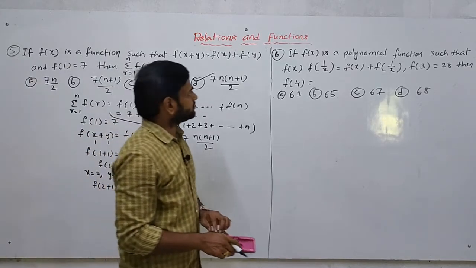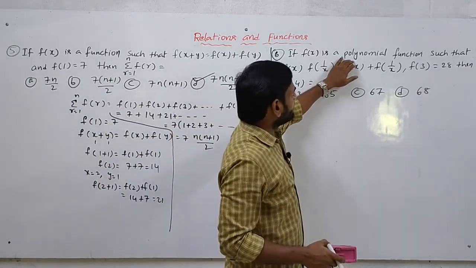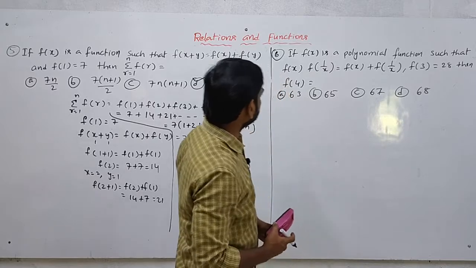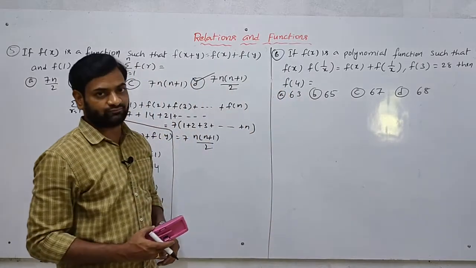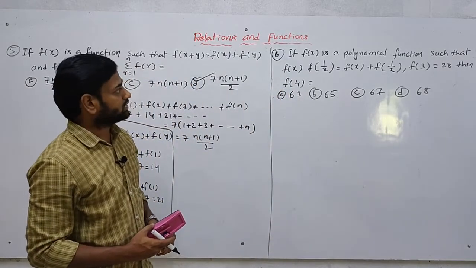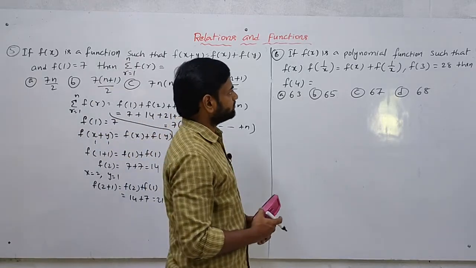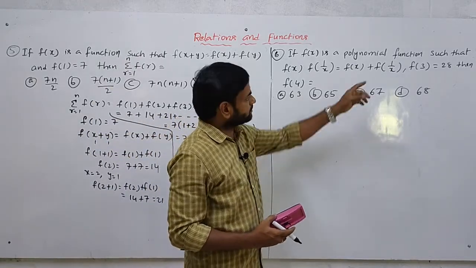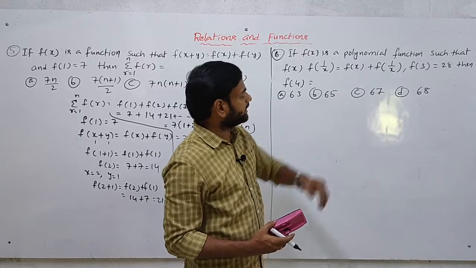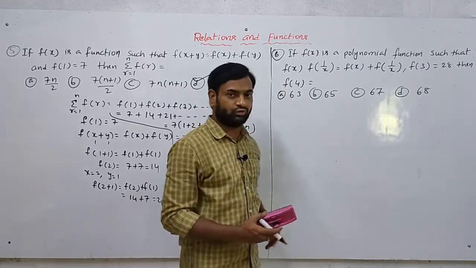Next. f of x is a polynomial function such that f of x into f of 1 by x equals f of x plus f of 1 by x. f of 3 equal to 28, then f of 4 value we have to find.